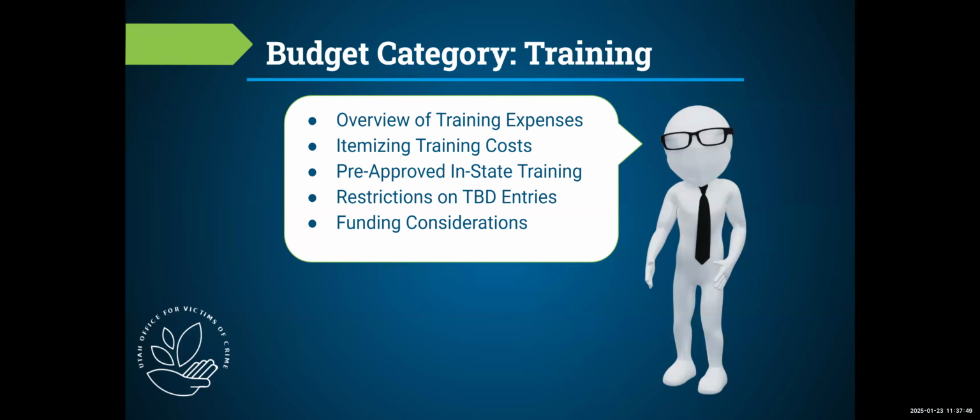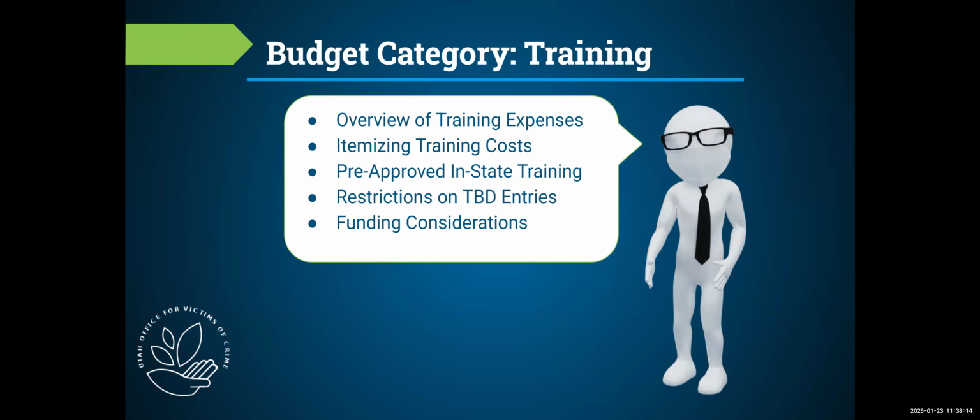One important note, please do not list TBD, to be determined, in your training or travel budget. You must either include a pre-approved in-state training or specify the exact training you plan to attend. If your plans change later, that is okay. You can update this during the award year with prior approval from UOVC.